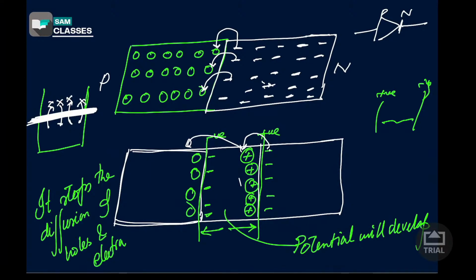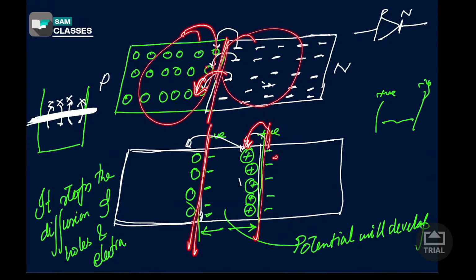So in the case of p and n, what happens? N has more electrons, p has more holes. So the electrons want to come and attach with the holes, and the holes are calling the electrons. What happens due to that? At the end of the p plate, most of the electrons will come and gather, and at the end of the n plate, most of the holes will come and gather. So this creates a positive charge on one side and a negative charge on the other.